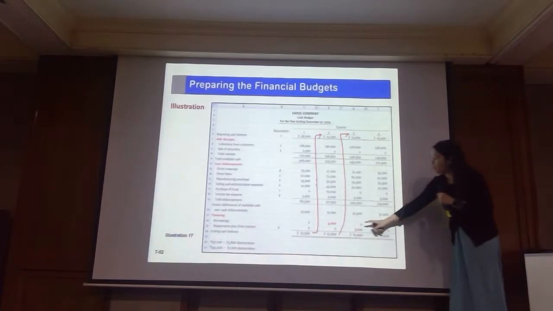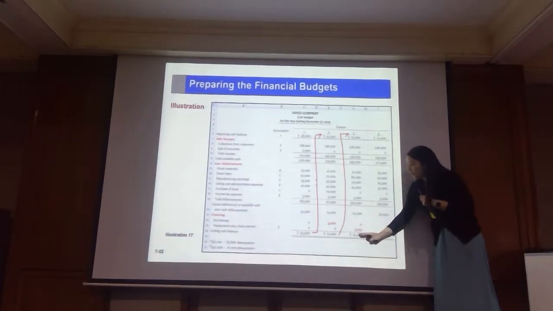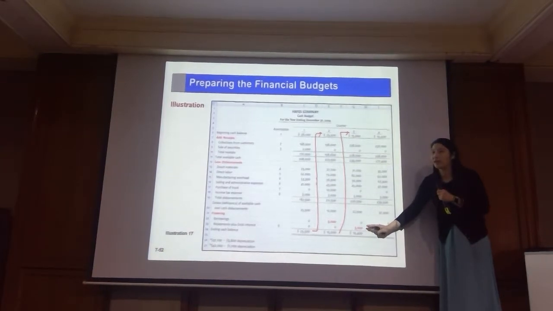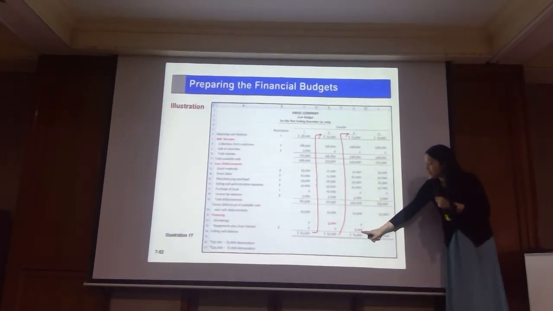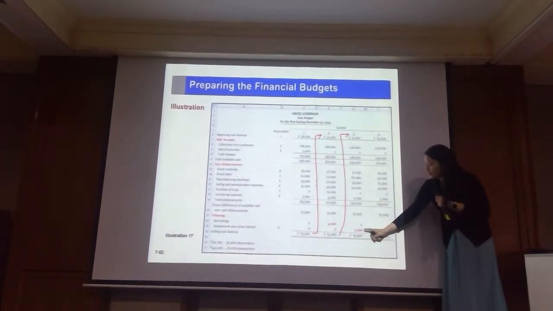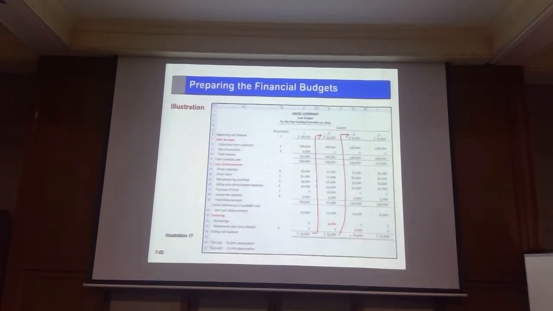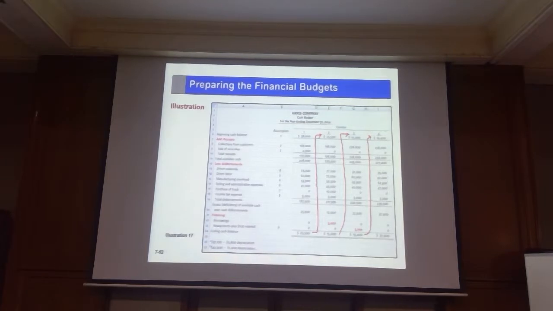As you can see, the company borrowed 3,000, but when the company repays the debt, the company needs to pay interest expense, right? That's why the payment equals 3,100. And the company still has an ending cash balance more than the minimum balance. So everything seems okay. And then we keep doing this until the last quarter.